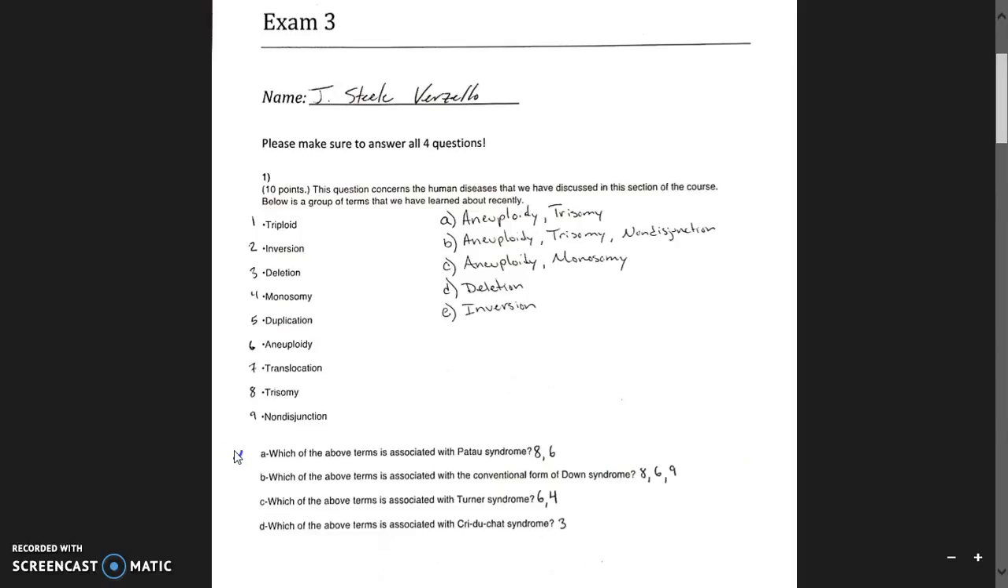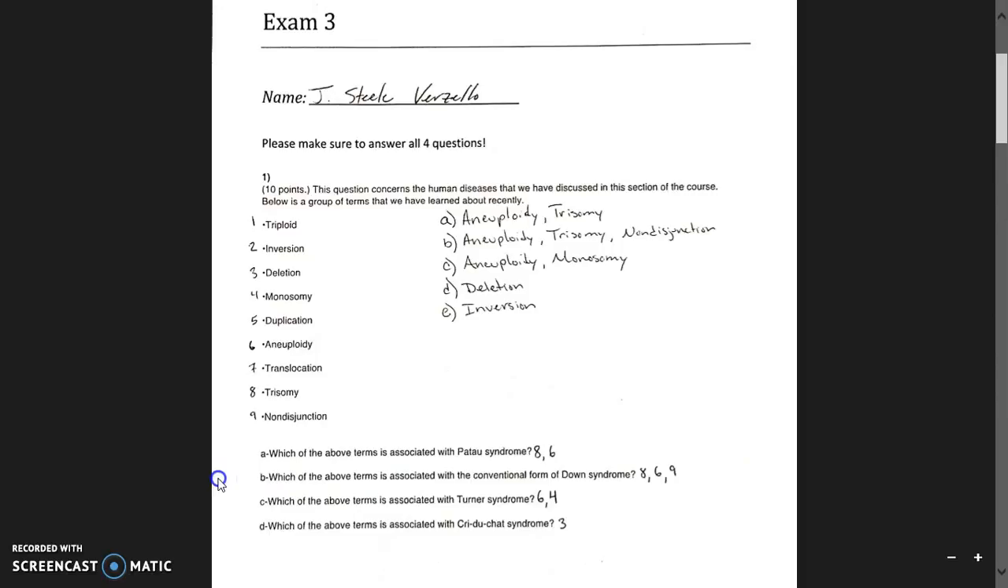And I got that was a trisomy, and also aneuploidy, and trisomy does fall under the aneuploidy, which is like a different number of chromosomes, so you can have trisomy or monosomy that fall under that. So for A, I got trisomy and aneuploidy.